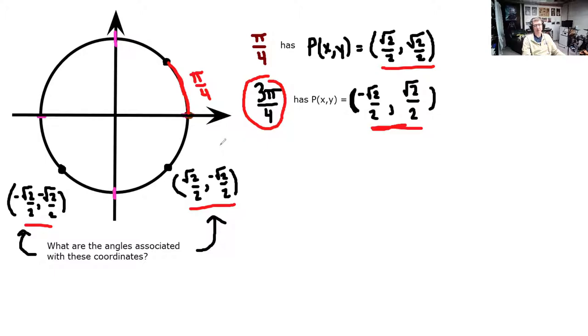We know we're still dealing with a similar angle. So the question is much more basically, how many pi over 4s do we need to arrive at this point? And how many pi over 4s do we need to arrive at this point? Because once you've counted them, it's just a multiplication problem to find that angle.